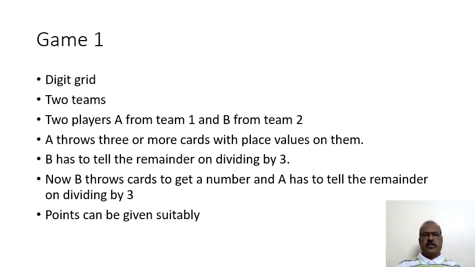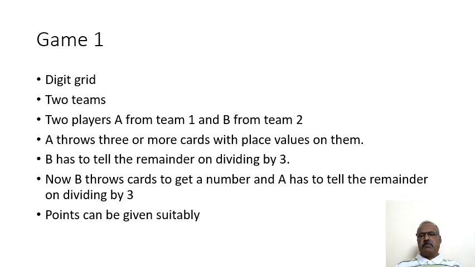So you have Digit Grid, 2 teams, and 2 players: A from team 1 and B from team 2 come forward to play. A throws 3 or more cards with place values on them. Once the place value cards land, you get a number, a 3-digit number or 4-digit number or 5-digit number, depending on the cards that you have thrown. B has to tell the remainder on dividing by 3. Now B takes the turn to throw the cards, and A has to tell the remainder on dividing by 3.